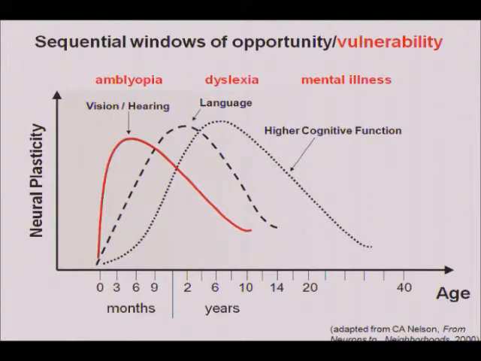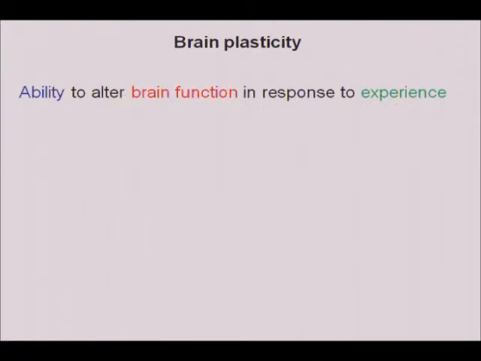Well, we can do something similar with rats or mice by exposing them to tones or music and watch what happens to their map of sound space. And so this is a one-slide overview of the process.